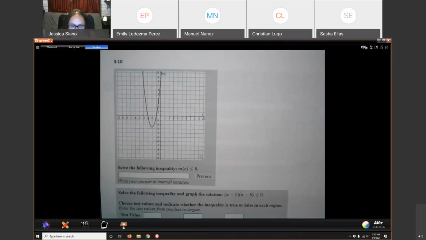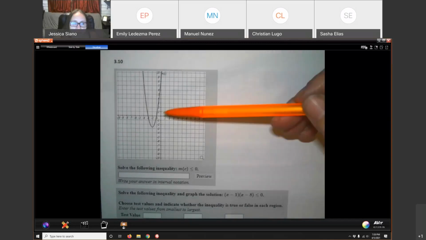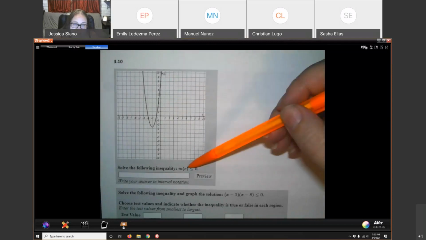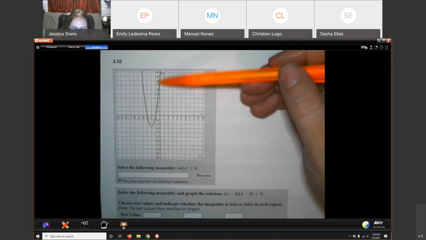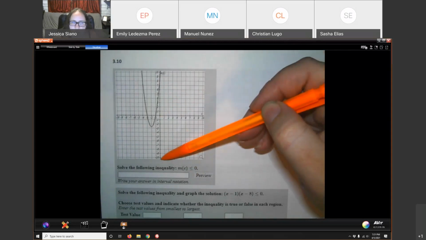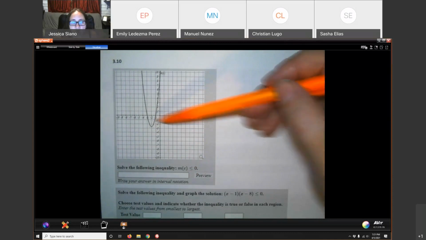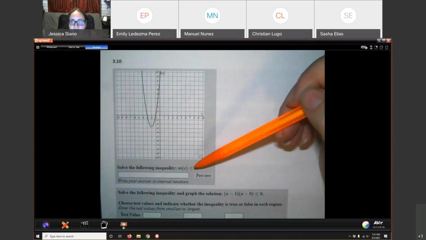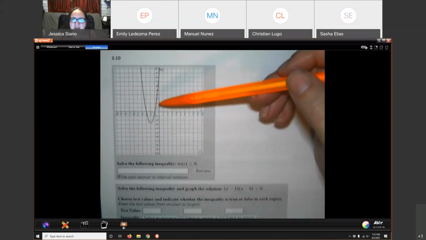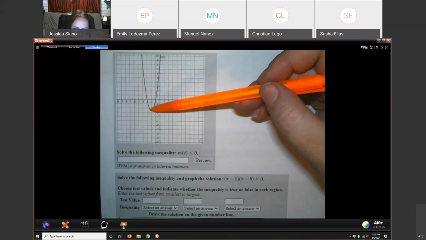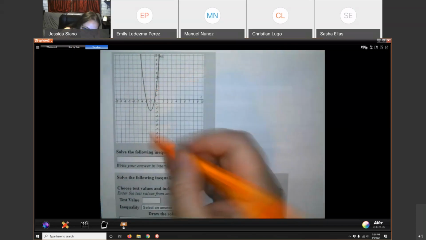So 3.10 is about inequalities, polynomial inequalities specifically. So here, if we're looking for where is m of c less than or equal to 0, remember m of c is the same as y. So we're looking at our y-axis here. And I want to know where is y less than 0. So that's going to be any place that it is under the x-axis, or since it is less than or equal to 0, or on the x-axis. So this one is on or under the x-axis in between -3 and 1.